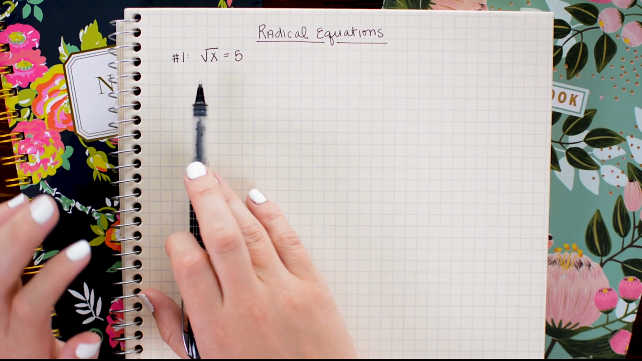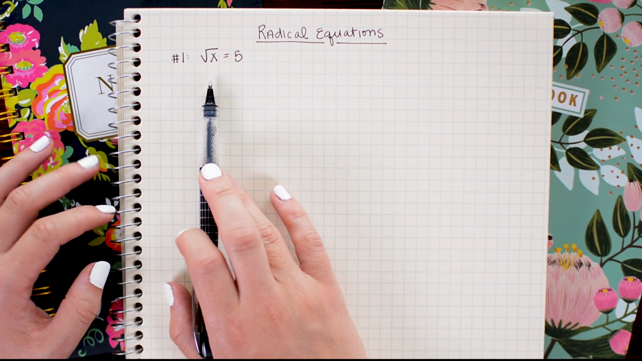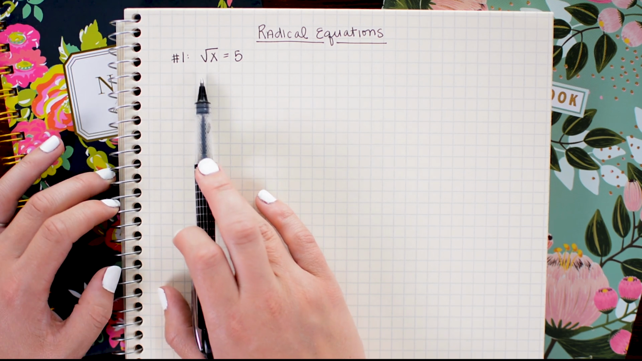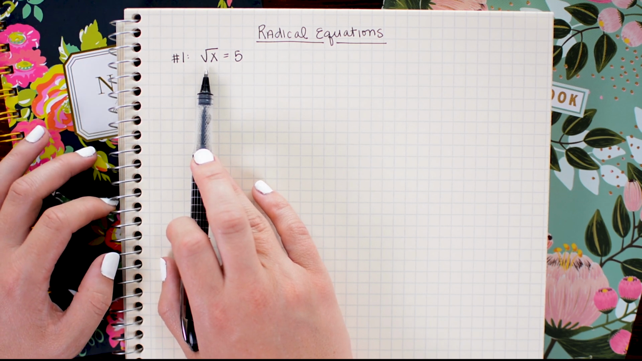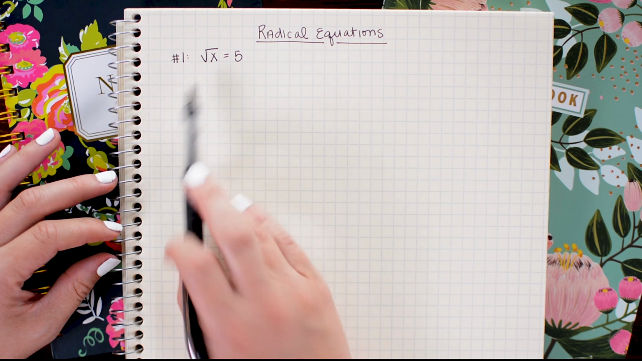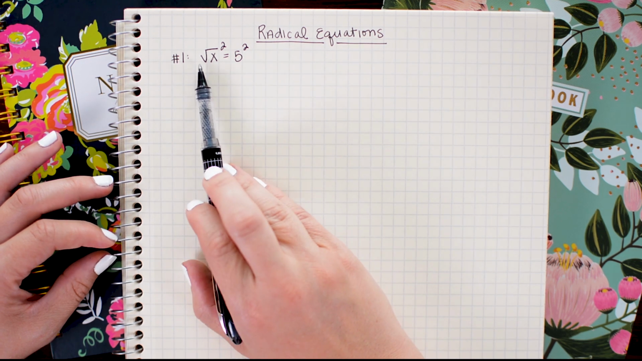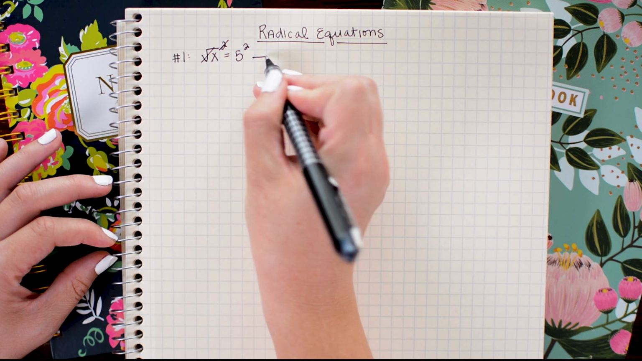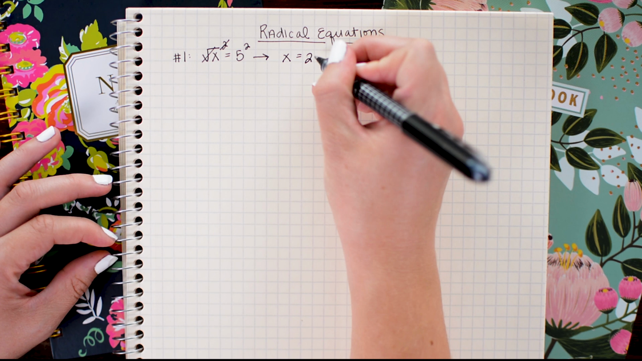For starters, we're going to begin with a really straightforward basic example. Here I have the square root of x is equal to 5, and I want to solve for x. So in order to get rid of this square root, I need to use the inverse operation, and that operation is squaring. So what I'm going to do here is square both sides. And when I do that, I can go ahead and cross out the square root and the squared. So that just leaves me with x equals, and then 5 squared is 25.